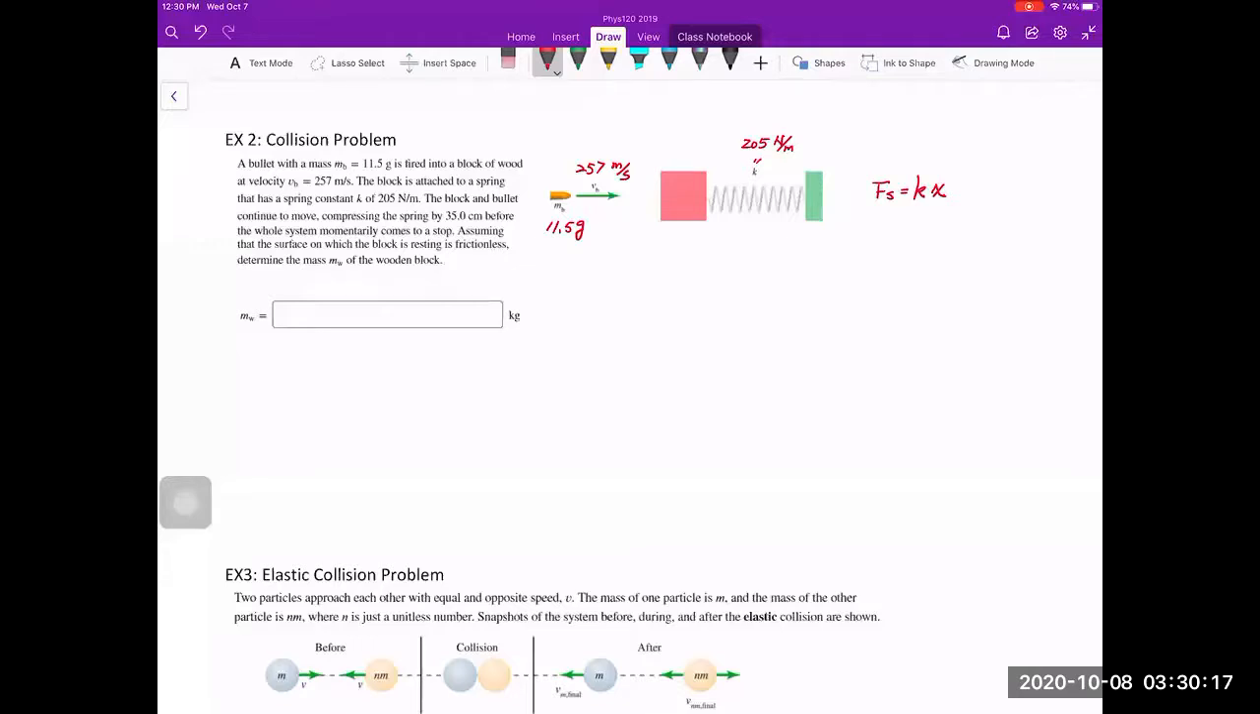And they tell you the block and the bullet continue to move and compress the spring by this much before the whole system comes to a stop. We're going to assume the surface the block is resting on is frictionless. So there's no friction at all. You don't need to consider friction. We want to determine the mass of the wood. So we're going to ignore the mass of the spring. We're going to ignore any friction, and we try to find this one here.